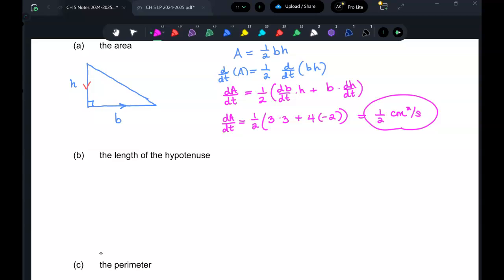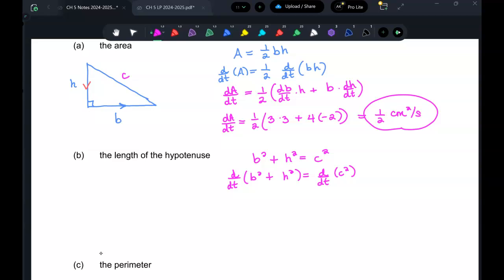Now what about the length of the hypotenuse? So let's put a c squared there. I know b squared plus h squared equals c squared. Again, everything's changing. The height's changing, the base is changing. Can the hypotenuse stay whatever the length? No. So we're going to treat that as a variable, and so I want to do d dt of both sides. They're all treated as variables.